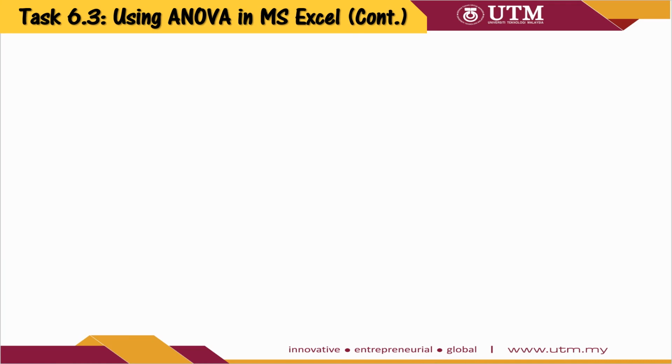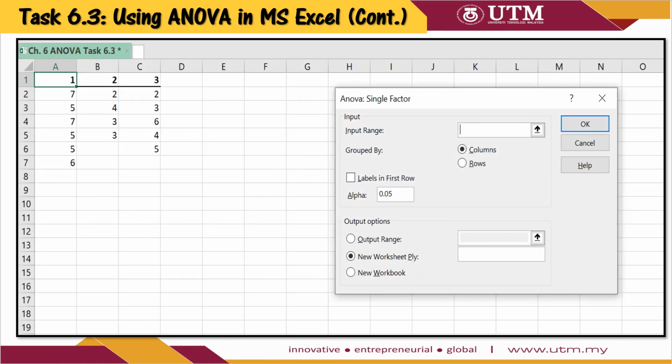After choosing the ANOVA single factor in the Data Analysis pop-up menu and clicking OK, you will get another pop-up menu on ANOVA single factor. By default, the data are grouped in columns. The level of significance alpha is set at 0.05 and the output location, or the result, is shown in the new worksheet ply within the same file. Since the data in task 6.3 are grouped in columns, you do not change the column and let the output option be as it is.